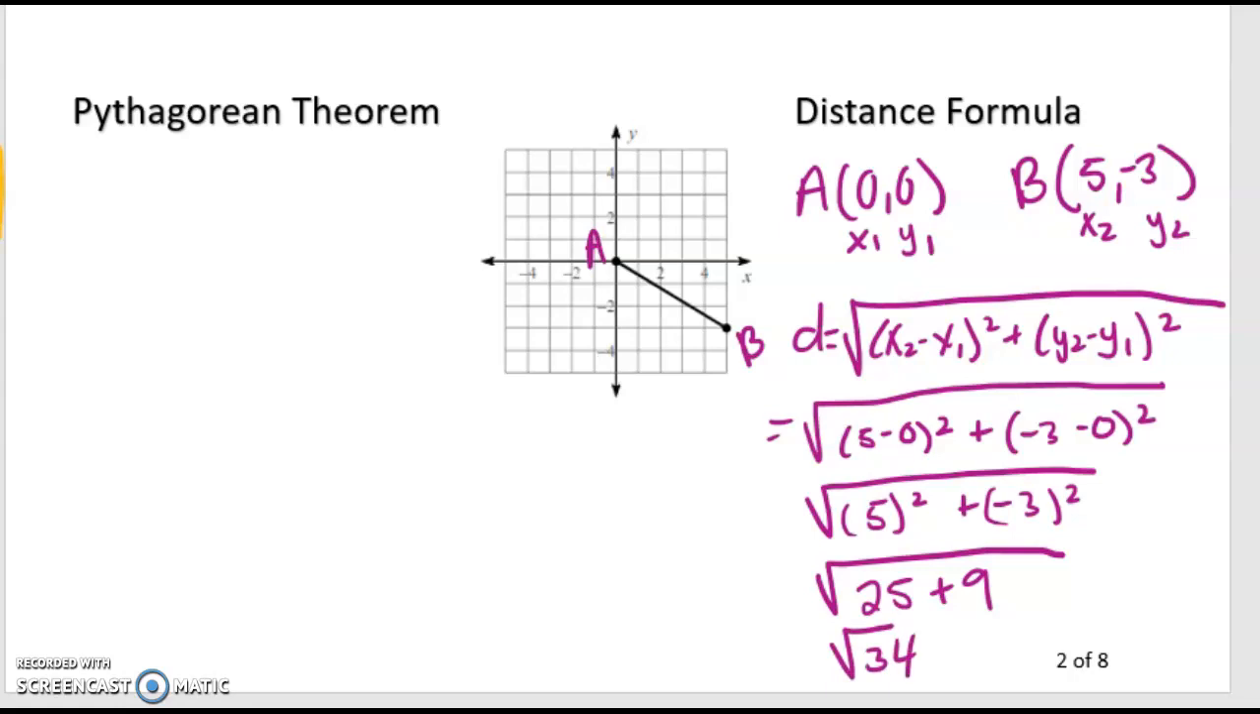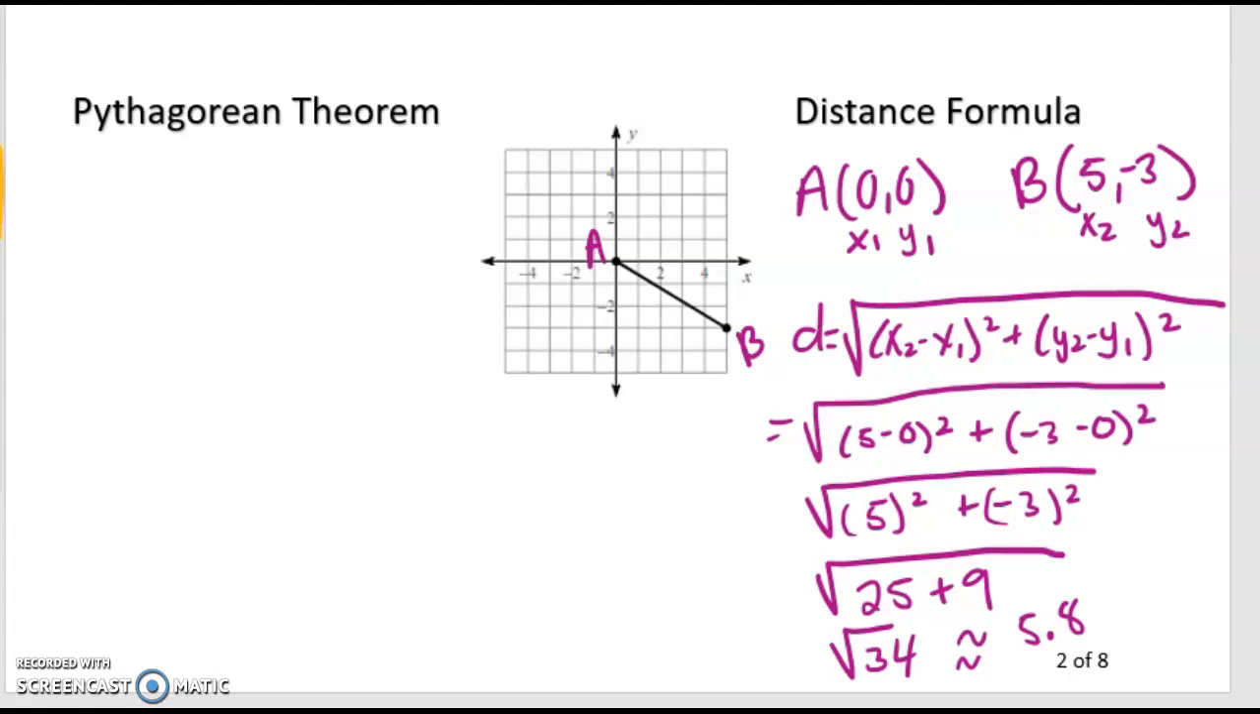Plugging that into my calculator right now, and that's going to give me an approximate answer of 5.8. So I should expect to see the exact same value when I solve using the Pythagorean theorem.